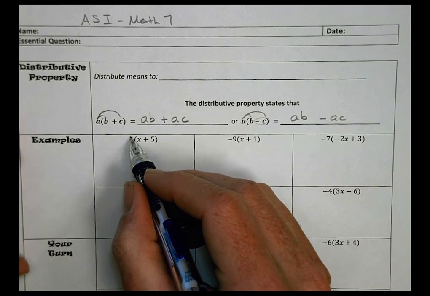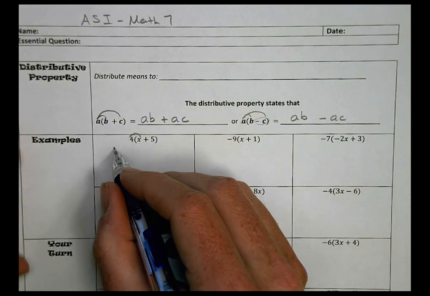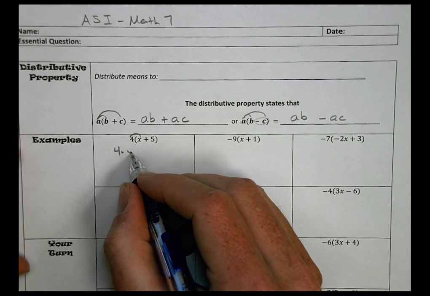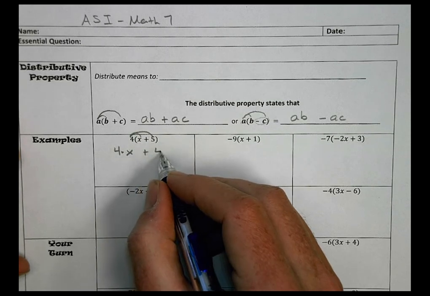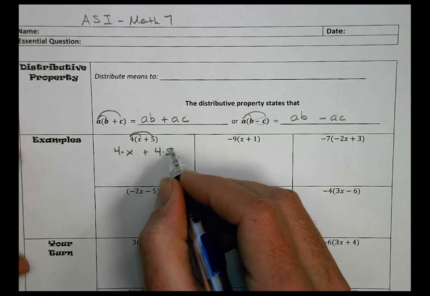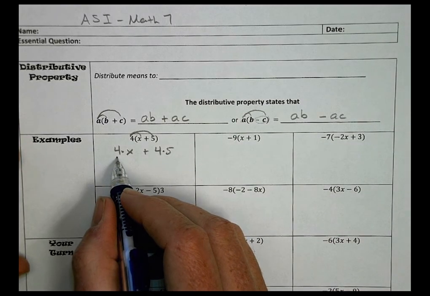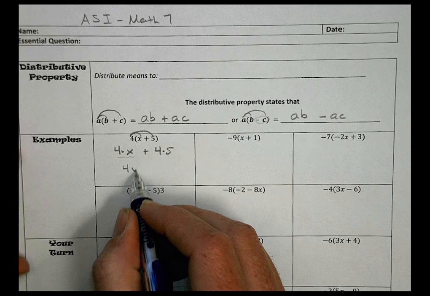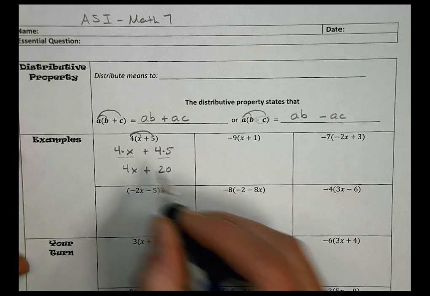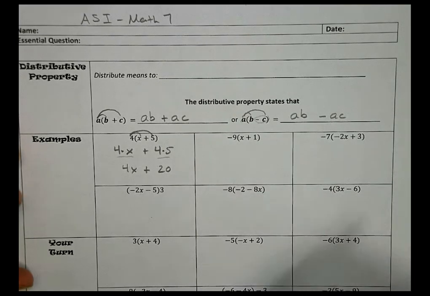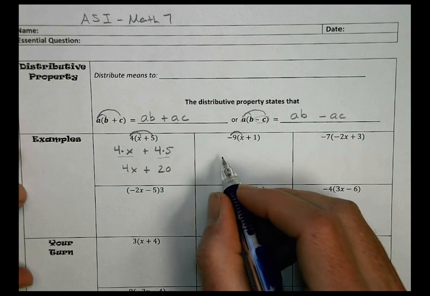So to distribute the 4 with the x and the 5, I'm going to do 4 times x. I'm going to write it out like this for you just to see here. So this is 4 times x, and then I'm going to add to it 4 times 5. Now again, as you do this more, you're not going to write this out like that. That would take a long time. So 4 times x is simply 4x, and then 4 times 5 is simply 20, and so I get 4x plus 20.